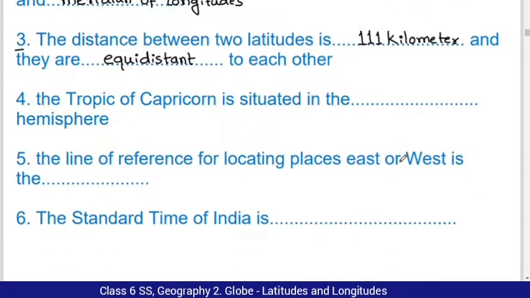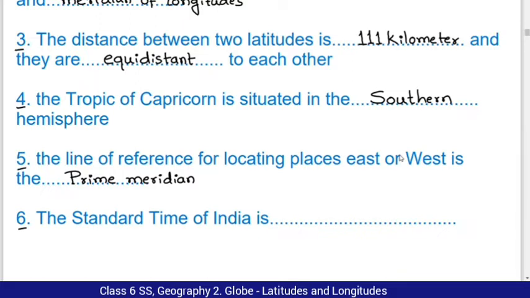Fourth one, the Tropic of Capricorn is situated in the dash hemisphere. The Tropic of Capricorn is situated in the southern hemisphere. Fifth one, the line of reference for locating places east or west is the dash. It is a prime meridian. The line of reference for locating places east or west is the prime meridian.